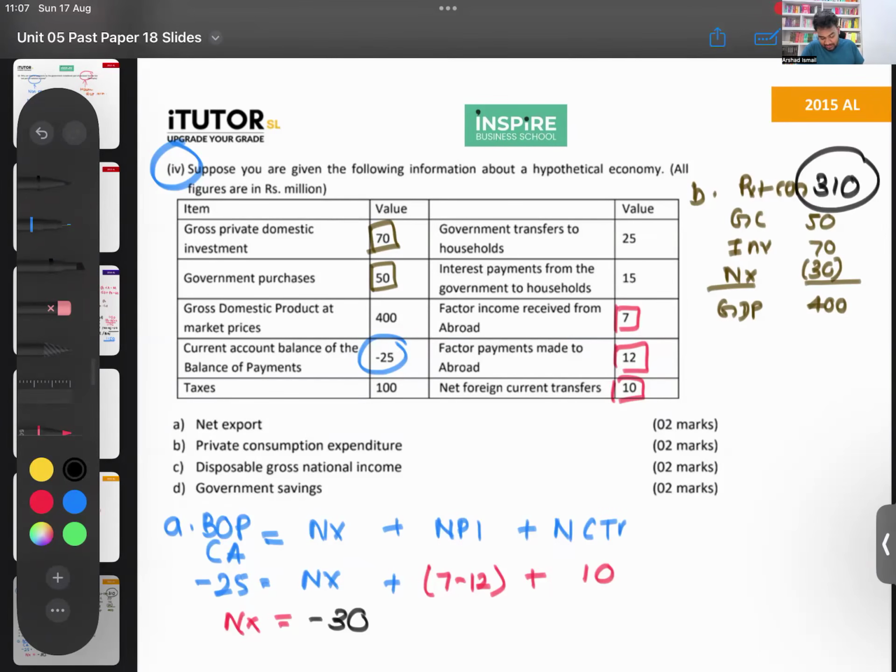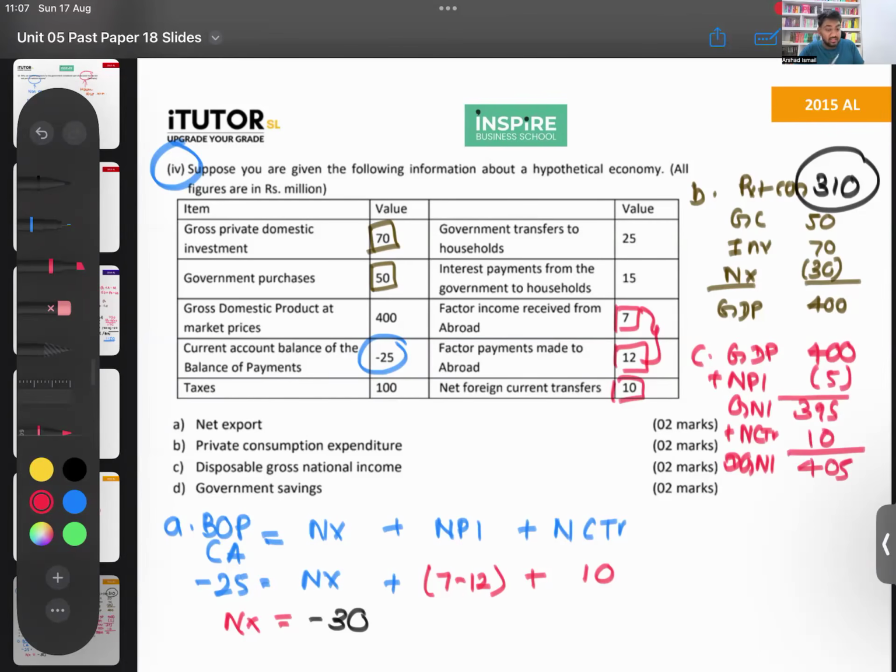Okay, that's part B. Then part C is asking for disposable GNI. Easy, no? You have GDP. To GDP, if you add net primary income, you get GNI. To GNI, if you add net current transfers, you get disposable GNI. GDP is given in the question, 400. Net primary income is 7 minus 12, that is minus 5. Then GNI is 395. Current transfers are 10. This becomes 405. As long as you know the equation, it's just about plugging in the numbers.